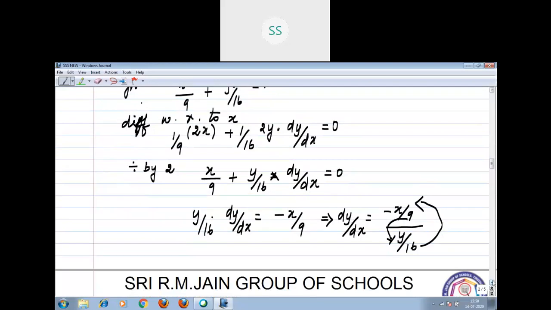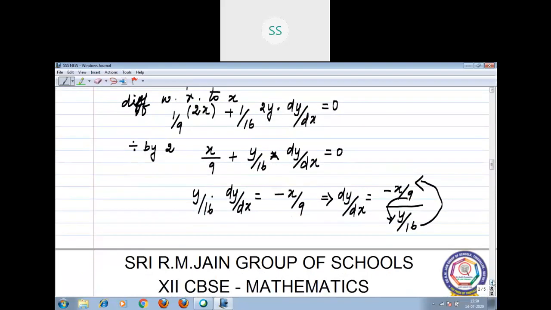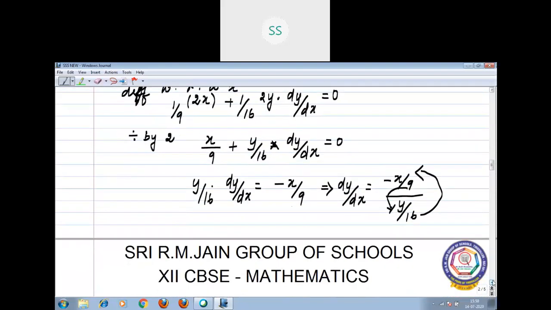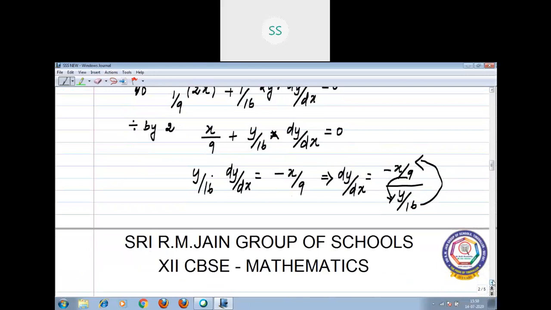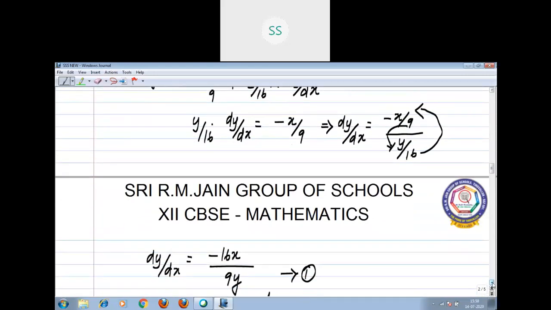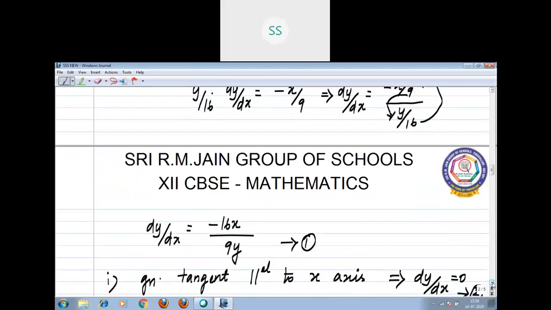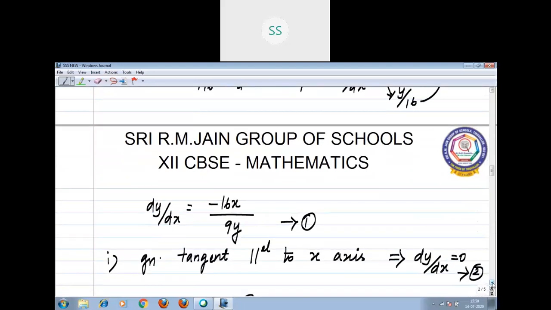Now you keep y by 16 into dy by dx on the left side. You carry over x by 9 to the right side. The positive will act as negative. We need only dy by dx, so you are shifting y by 16 to the opposite, that it will come under the division. In the next step, you are shifting 16 to the numerator and 9 to the denominator. So you see dy by dx equal to minus 16x by 9y. That is your equation number 1.